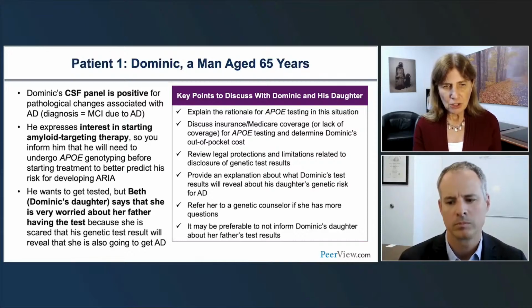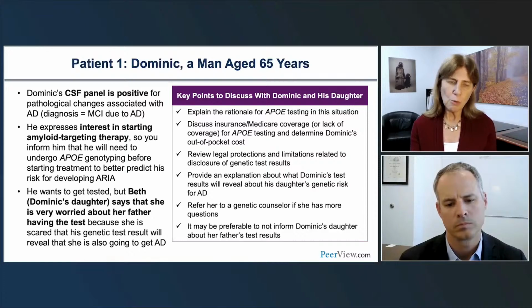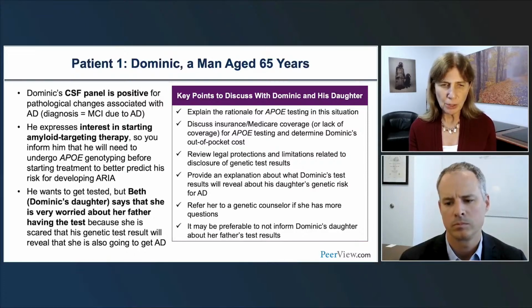Over time, she may become more interested and less fearful. But I think to start out, you want them both to have the opportunity to do what they feel is right for them. And the monitoring and management of ARIA does not change depending on Dad's genotype. But his interest in proceeding with a monoclonal antibody therapy will be influenced by his risk of ARIA. So it makes sense to me that he would go ahead.